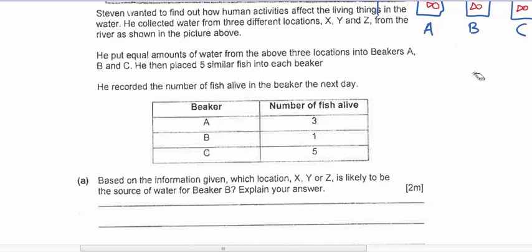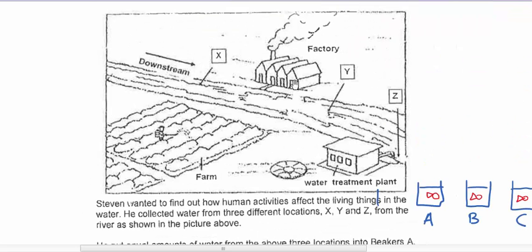Okay, so let's look at beaker B. Beaker B, the number of fish that was alive is just 1. So which location is likely to be the source for beaker B? Okay, so let's take a look. Now beaker B, 1 left means that most of the fishes died. So at which point in the river will there be the most pollution? Will it be X? Now X, the water just came from downstream. There's nothing to pollute the water at this point here.